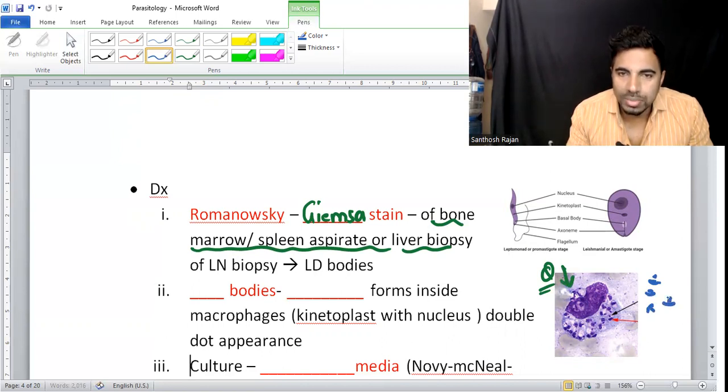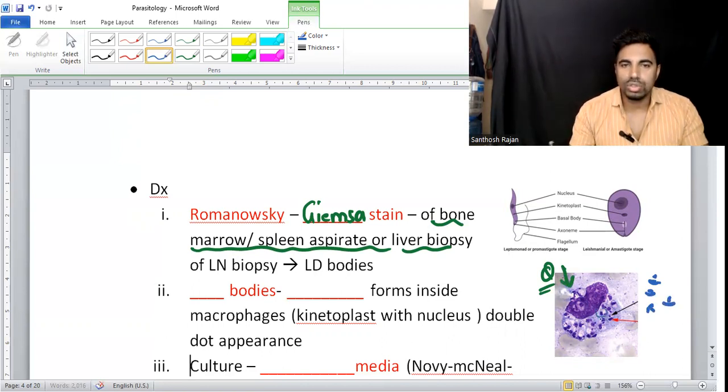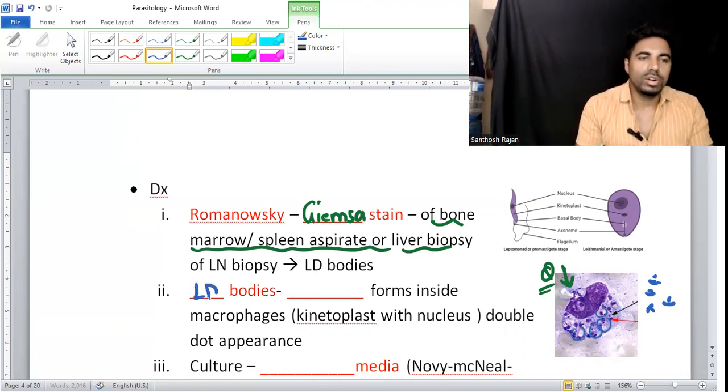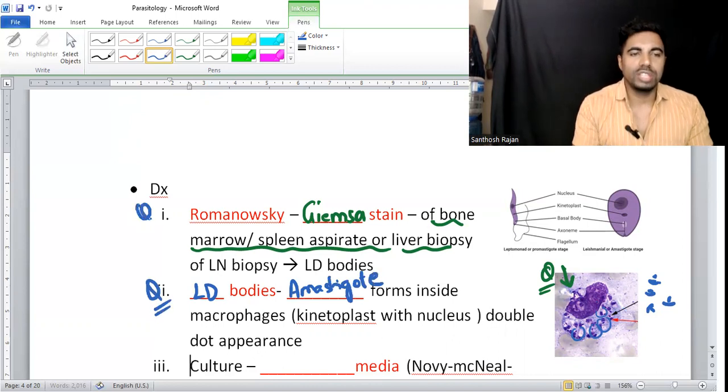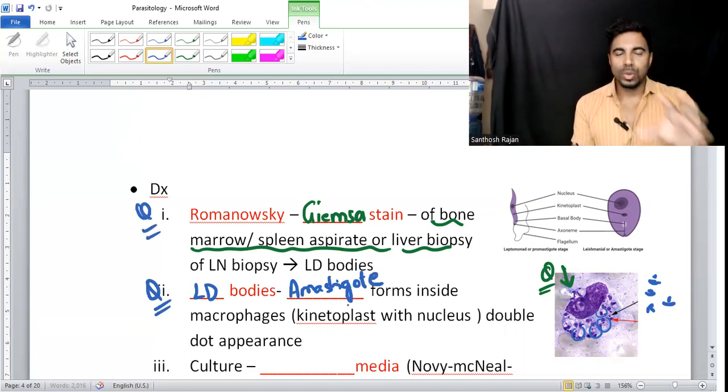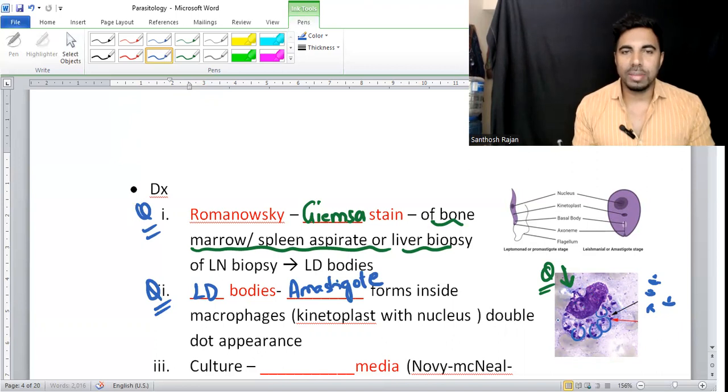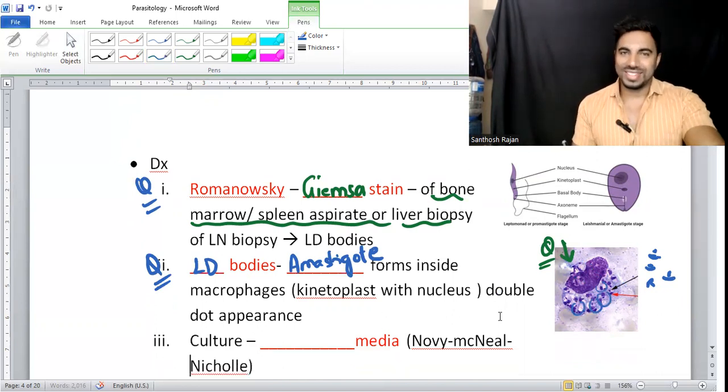Sometimes they call it a dot. These small structures you're seeing there are called the LD bodies, Leishman-Donovan bodies. And they are actually amastigote forms. Promastigote is the infective stage, but amastigote is the one which is inside the macrophage. You can see it inside the macrophage, okay? And it's a double dot appearance, also we can say.